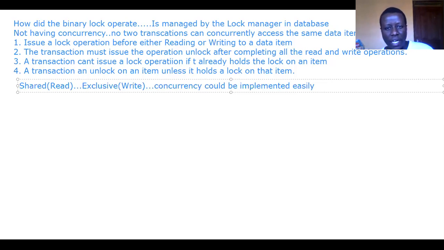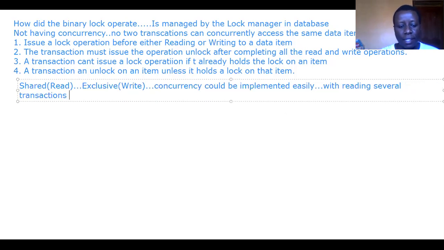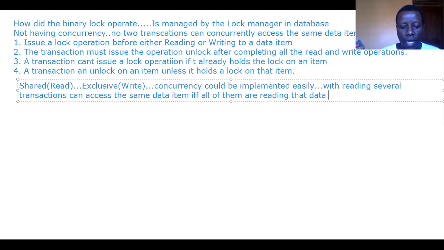Now, that is only for reading. Reading is quite easy. With reading, several transactions can access the same data item if and only if all of them are reading that data item. If A is reading, B is reading, C is reading, D, all of you read well. Because reading, you're not changing.